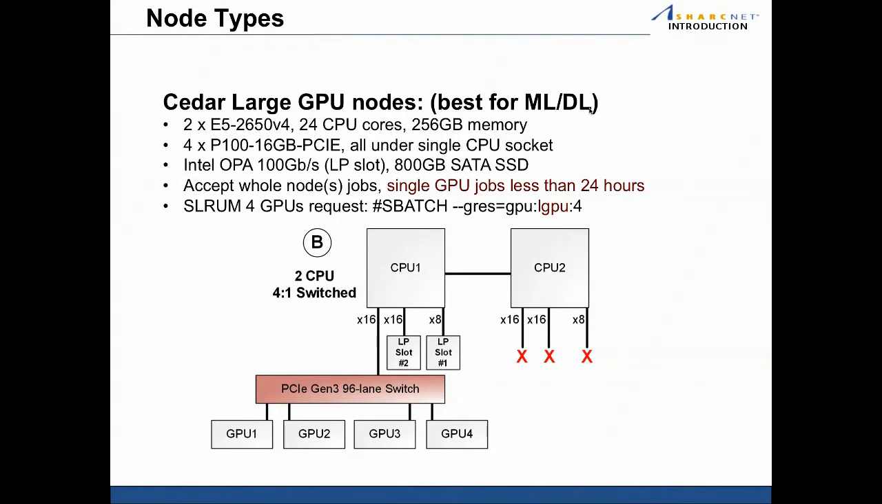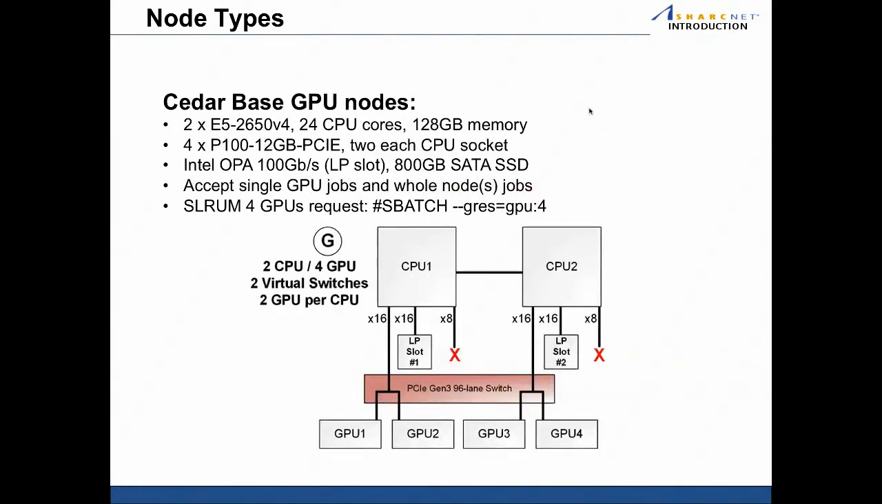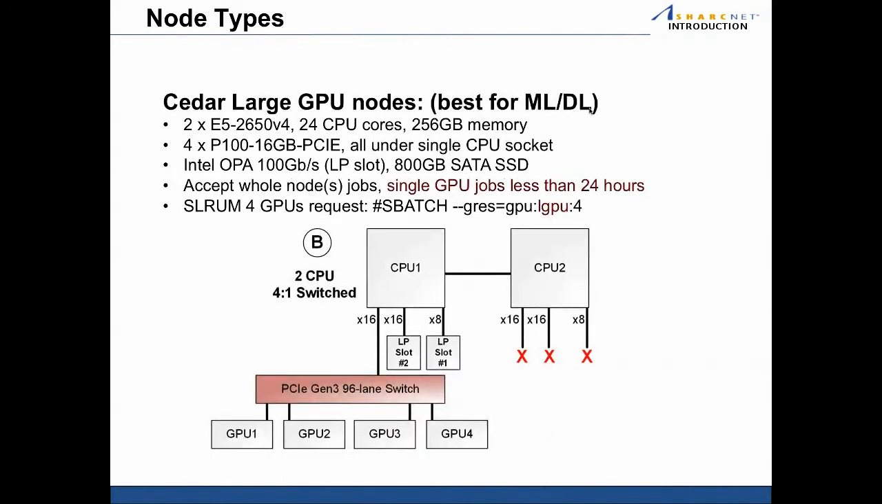Okay, so the unique setting here is that if you want to use this large GPU node, you have to specify lgpu when you ask for the GPU resource. So it's not the same as the base node, where you just say, okay, I want a generic resource equal to GPU. Here you need to specify GPU and also lgpu, to ask for these large GPU nodes.